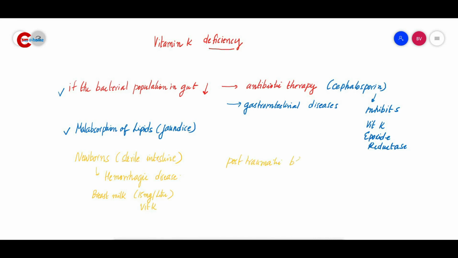And what are the other deficiency diseases? That is post-traumatic bleeding, then internal bleeding, prolongation of prothrombin time and delayed clotting time. We have studied vitamin K is essential for the functioning of blood clotting factors. So if vitamin K is absent, it leads to prolongation of prothrombin time and delayed clotting time.